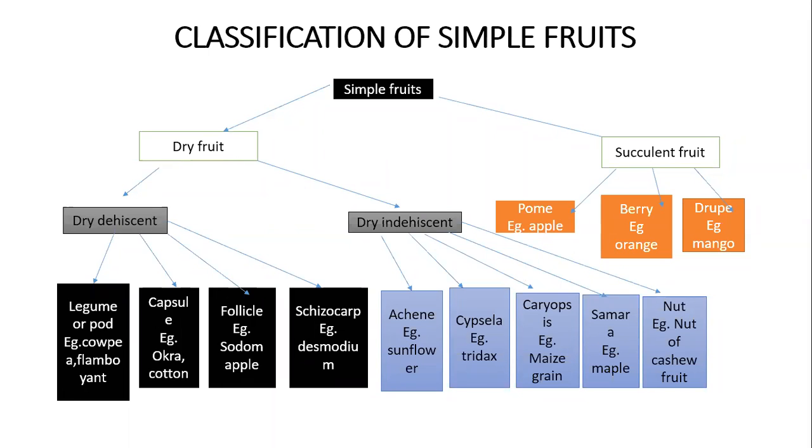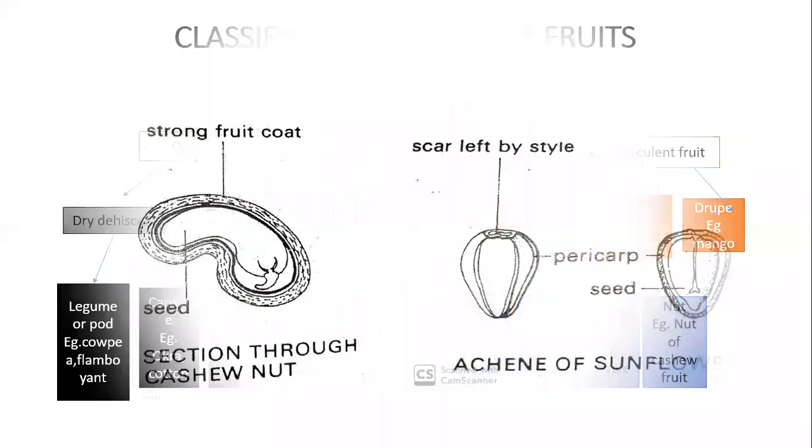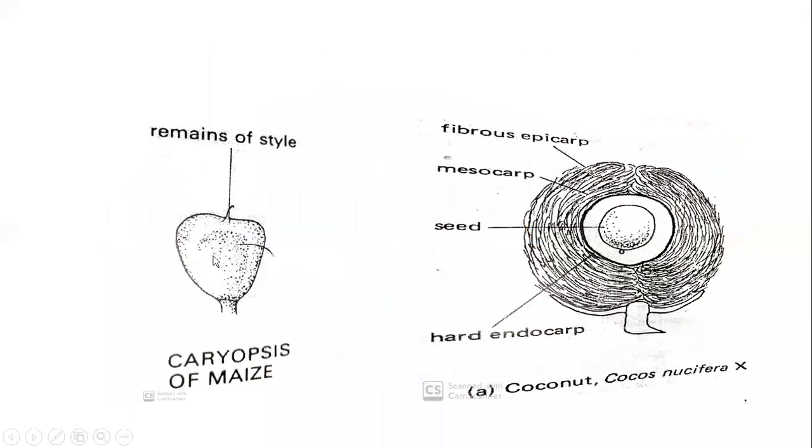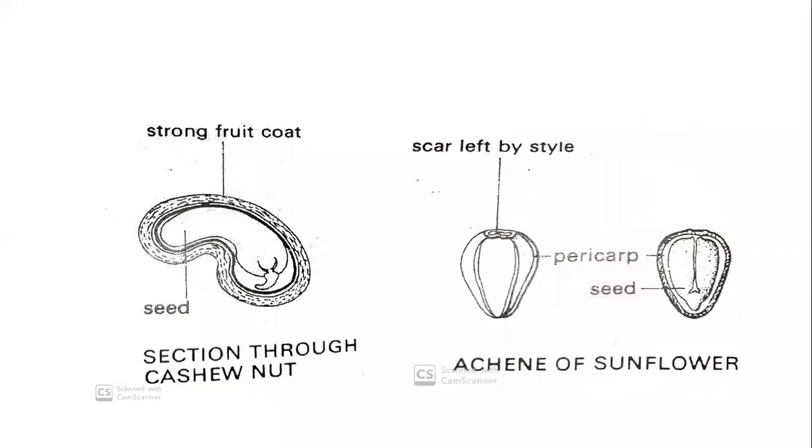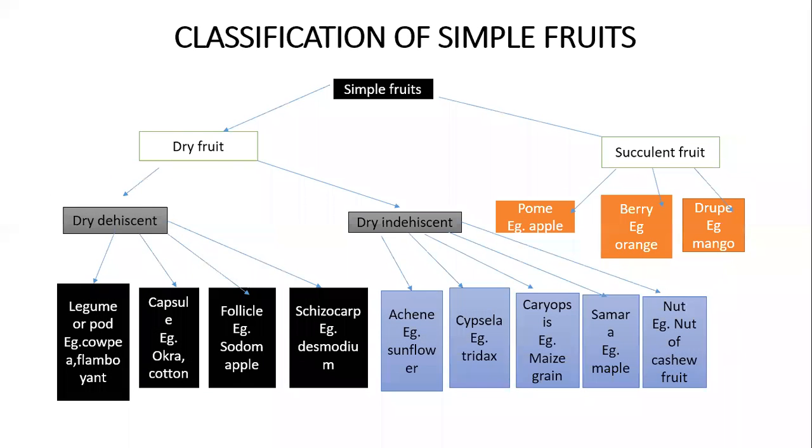So when you look at the maize grain here on your left, at the bottom of the diagram you are seeing here is where the hilum is, the point of attachment of the seed to the fruit wall. Then you have remains of the style on them. So this is just to show you how the fruit looks like. You've all seen some before, but you don't really take notice of them.